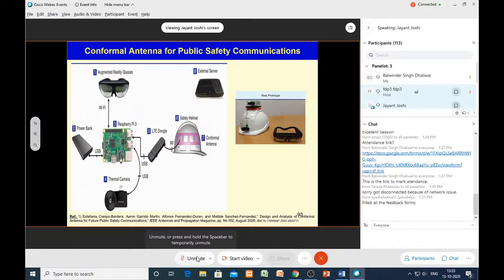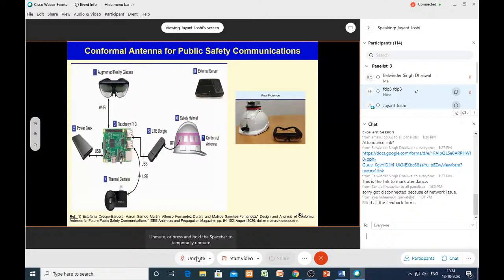So here, through the Raspberry Pi and USB cables, thermal scanner, every piece of information is communicated with the RF circuitry, augmented reality, and those signals are communicated with the antenna. This antenna is basically a conformal antenna, and through the server they are communicated. This is the real prototype, so interested candidates can download the paper and go through it.